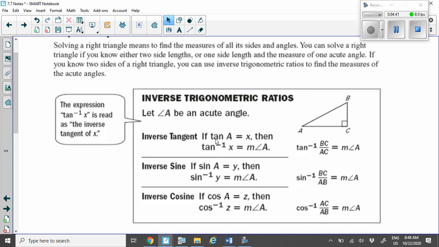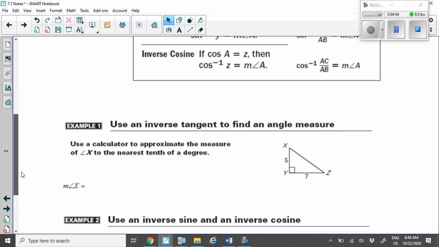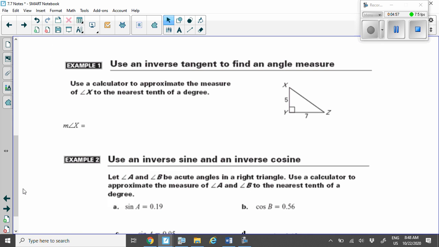So we have tangent, sine, or cosine of an angle, and we have to find this missing angle. We are going to move that ratio over to the other side and take the inverse of it. So let's try that for our first example here. It says use an inverse tangent to find an angle measurement, okay? So here we are trying to find the measure of angle x. I'm going to label my triangle because I still have to use the trig ratio to do so, and we have to use a calculator to approximate the measure of it, okay? So I'm going to label my x here.